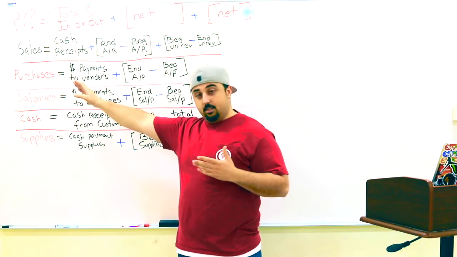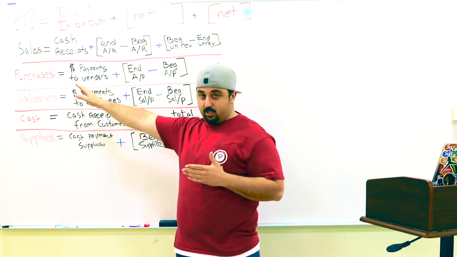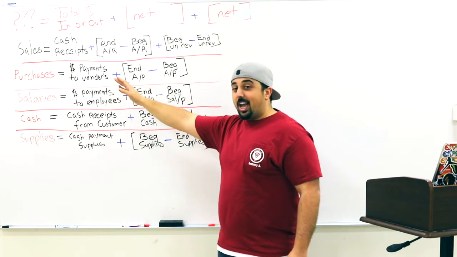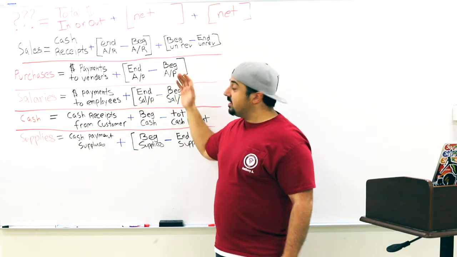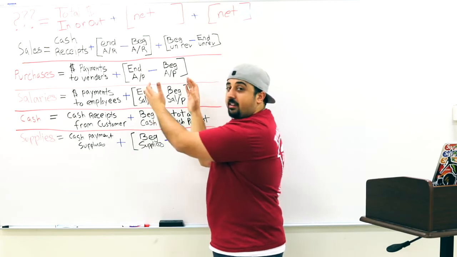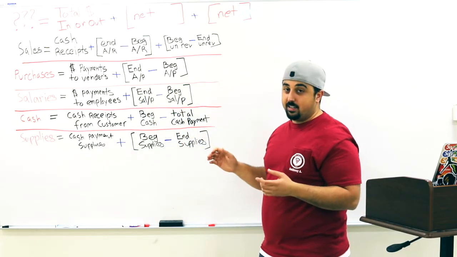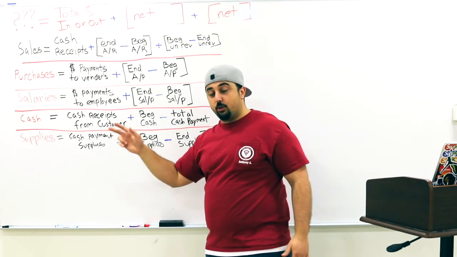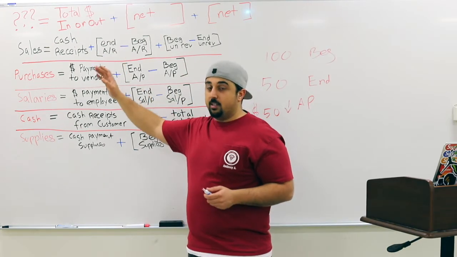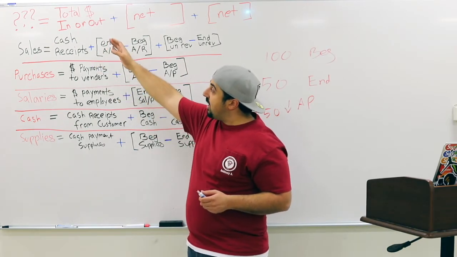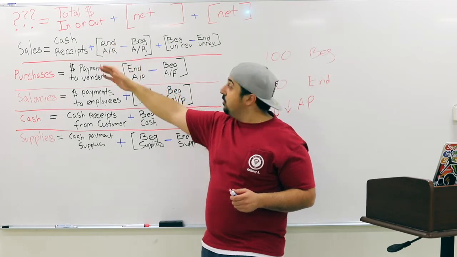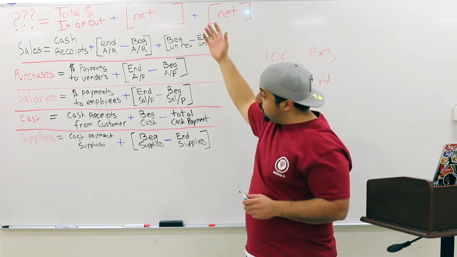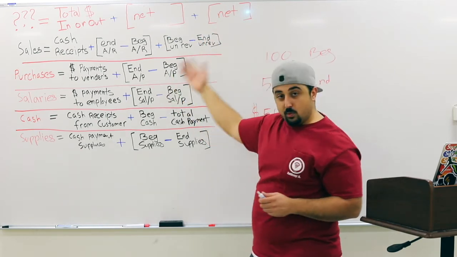Okay, we move on to purchases. So purchases, how do we find it? Total cash payment to vendors plus your accounts payable net of ending minus beginning. This shows how much cash you have dished out to lower your accounts payable. The general formula is total cash outflow or inflow plus net plus another net. In some cases we have only one net, in some cases we got two.